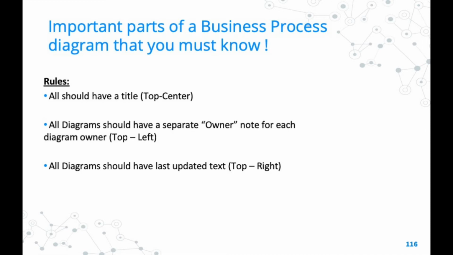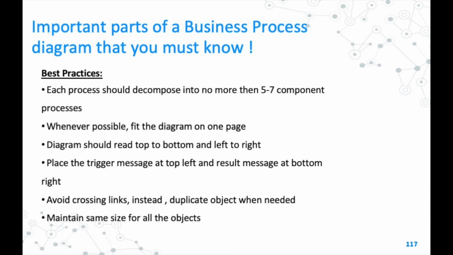One that was created in 2003 is not going to have as much value as one that's really just recently done, and you can have some confidence that this is up to date. A few other best practices can be very helpful as a standard for you to create. Each process should be decomposed into no more than 5 to 7 component processes. Wherever possible, fit that diagram on one page.